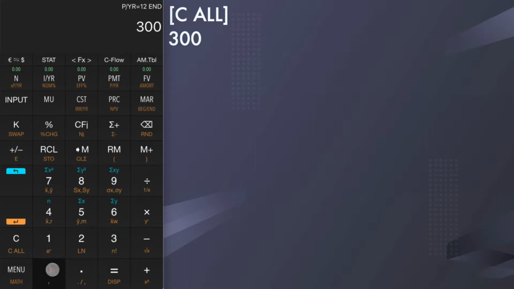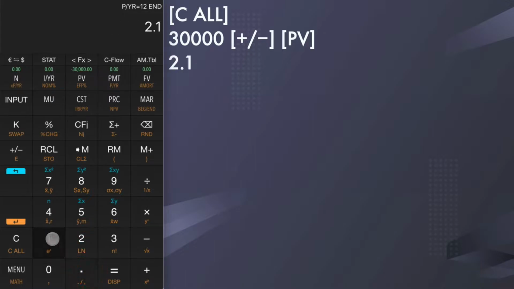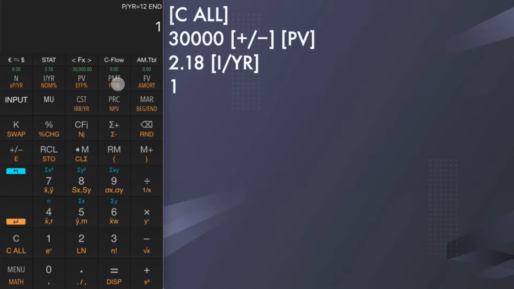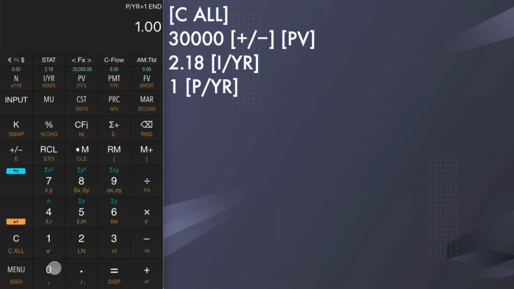So we put $30,000 and a negative sign into present value. It is a negative number because that's the money you are paying out to the bank. You will get 2.18% annual interest compounded annually, so we put 2.18 into interest per year. Because the interest is compounded annually, we need to set 1 into yellow shift and payment per year.